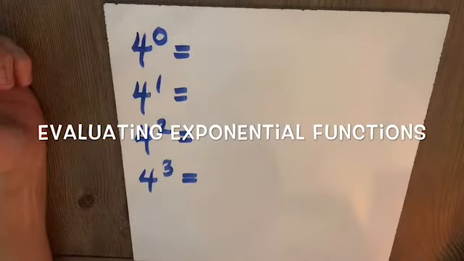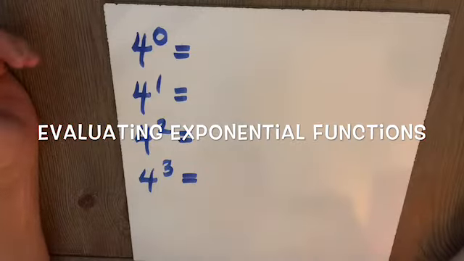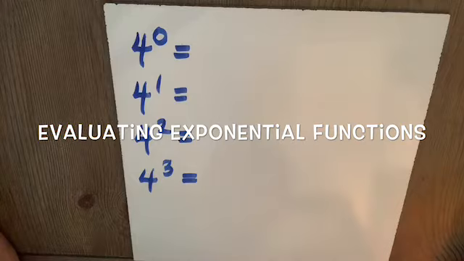So here's a base 4 that's positive and it's not 1. Remember, if we have f of x equals 1 to the x, we really just have the equivalent of f of x equals 1, which is a straight line and not an exponential function. How do we evaluate this?